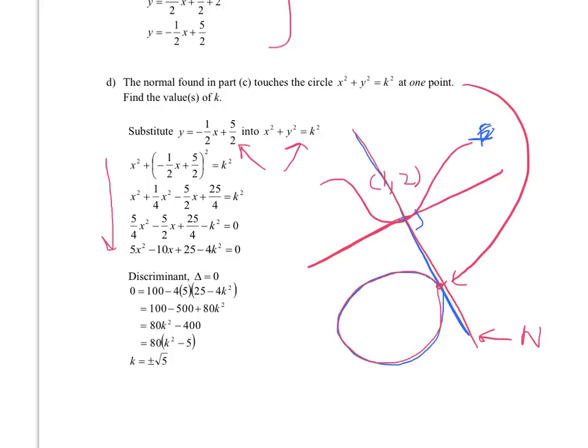Because you're supposed to only get one answer, the repeated roots mean that the discriminant, if you recall, b squared minus 4ac, would be equal to 0. And that is the meaning of this triangle symbol, the discriminant. So once you perform that calculation, it's b squared minus 4ac. The b here you can see is negative 10. The a here is 5. And the c is 25 minus 4k squared.